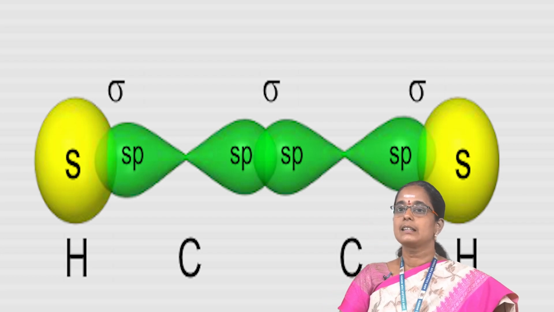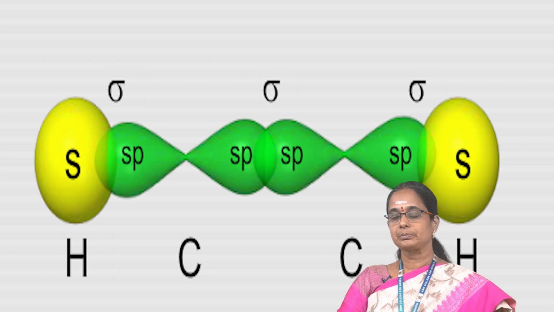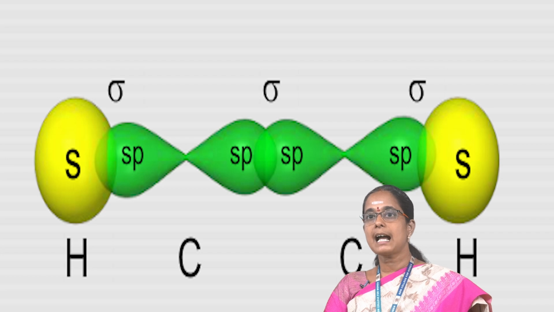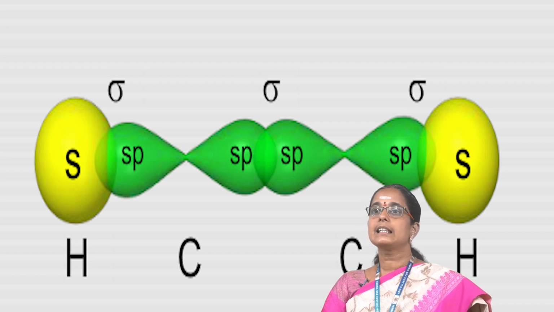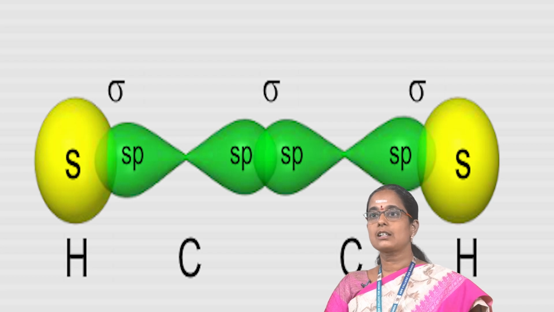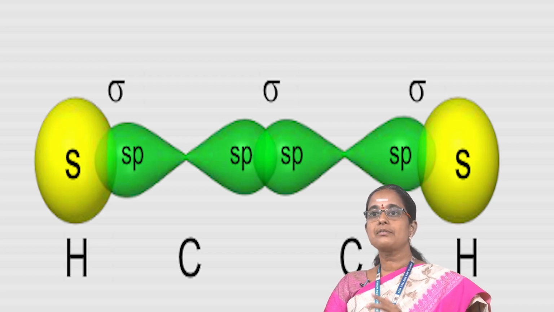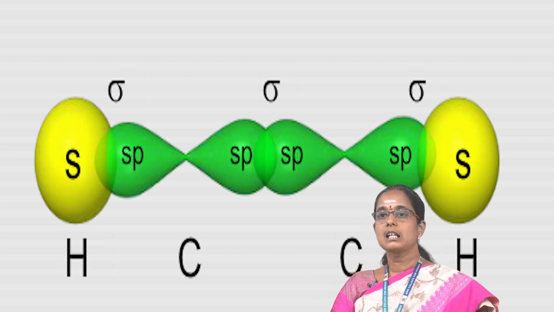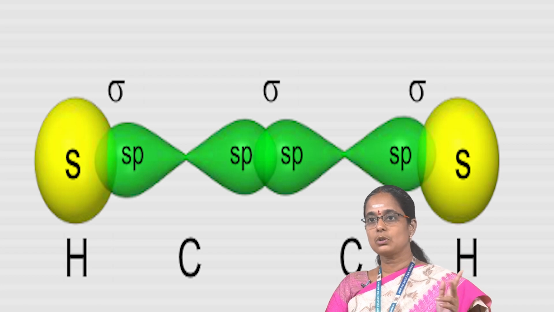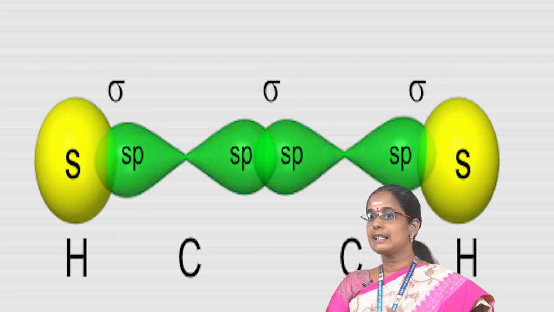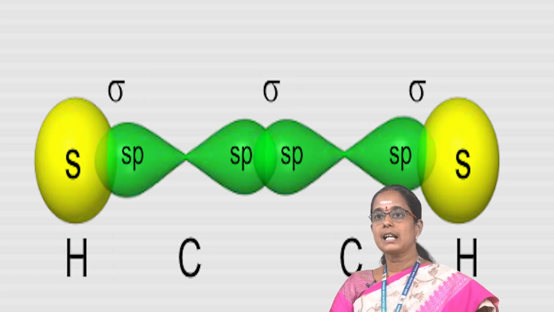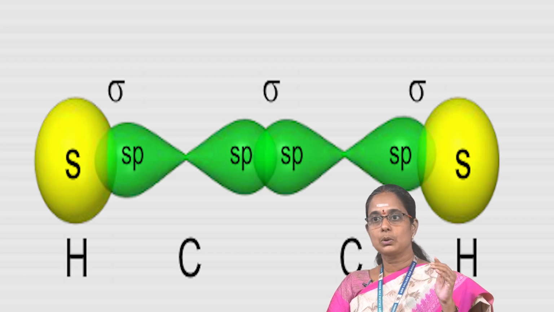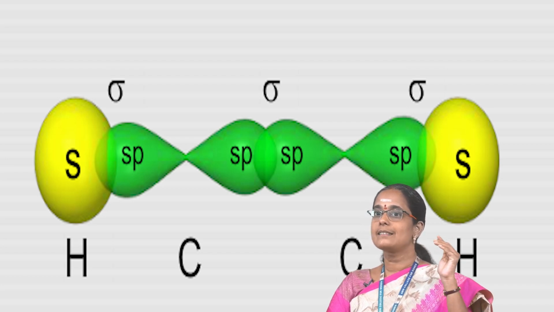Now, let us see the CH4 methane molecule. It is assumed that at the time of bond formation, the carbon atom attains an excited state. In the excited state, the 2s electrons are unpaired and one of them is promoted to the 2p orbital. In the ground state, carbon has 1s2, 2s2, 2p2. But in the excited state, the electronic configuration is 1s2, 2s1, 2px1, 2py1, 2pz1.